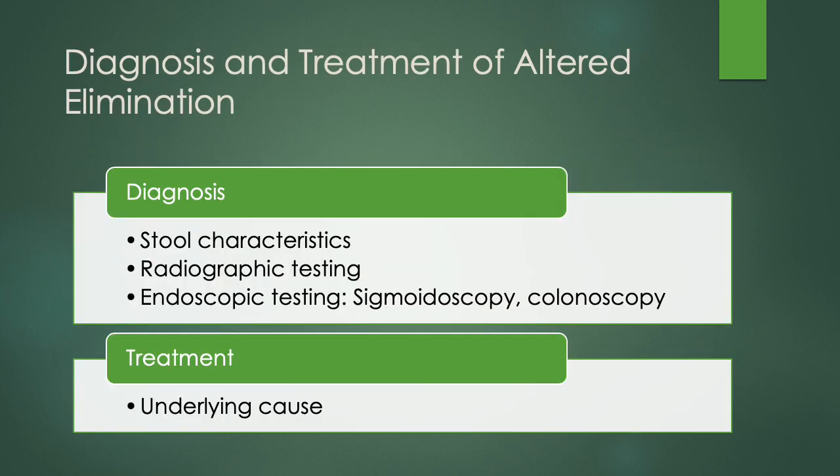As far as your diagnoses are concerned, of course, you have to have a history and physical, but again, they're definitely looking at those stool characteristics that are being documented by the nurse. They're also going to do radiographic testing, that's x-rays, CT abdomens, KUBs, to get a picture of what's going on inside of the bowel. And then they may even do an invasive procedure called an endoscopy, and they have two different types. They have the sigmoidoscopy and the colonoscopy, which would help them go inside and visualize what's going on in the GI tract. And normally, the treatment of altered elimination is treating the underlying cause.